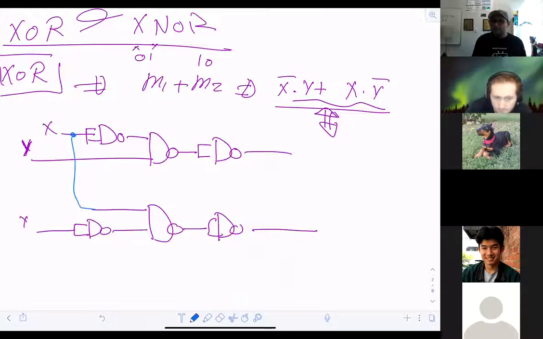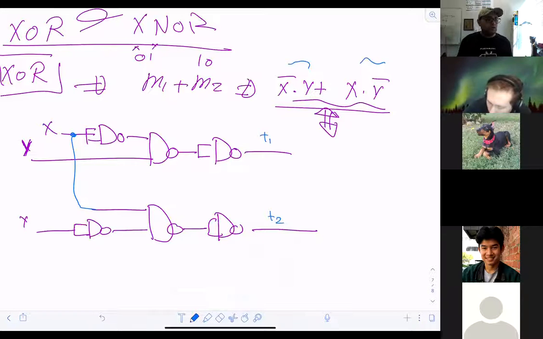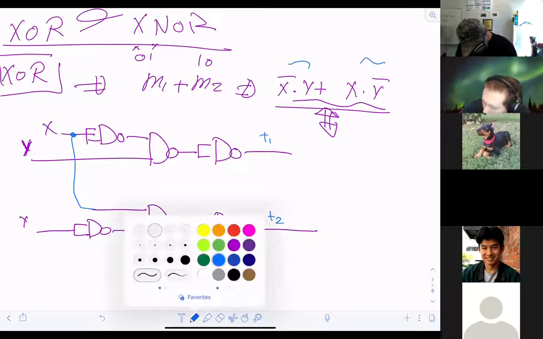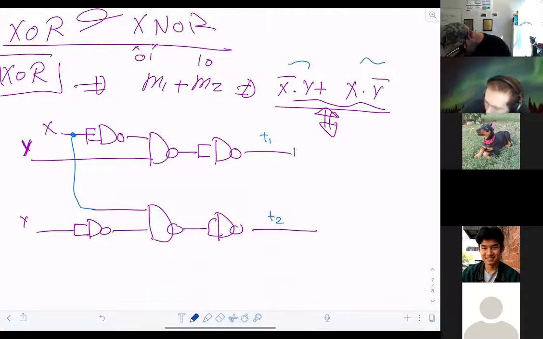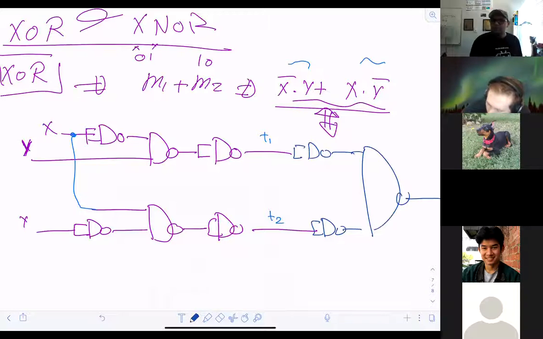Right? Now, those two guys, term one and term two, have to be ORed together, right? So ORing them is also very straightforward. So let's use a different color. It's going to be a NOT gate followed by NAND, right?